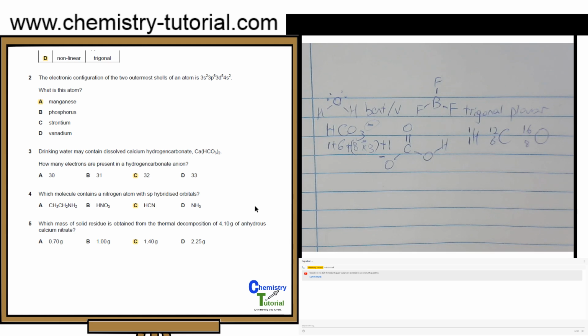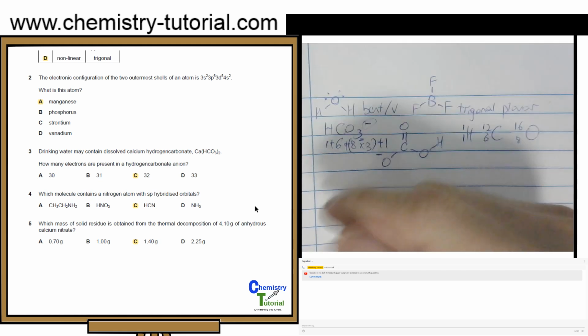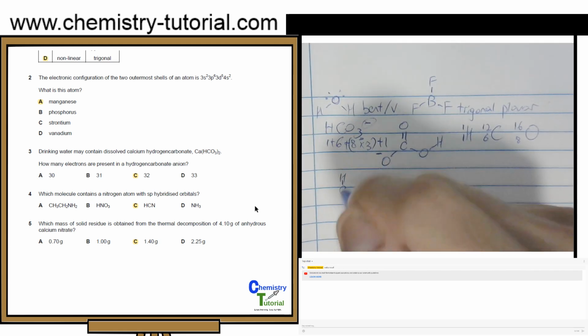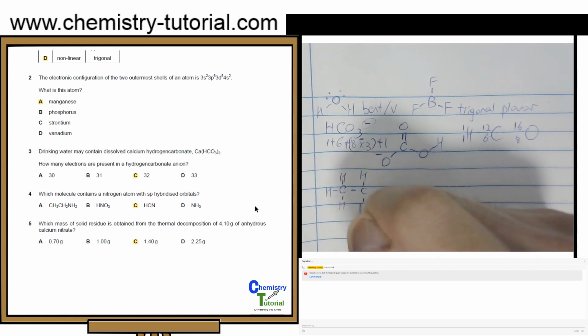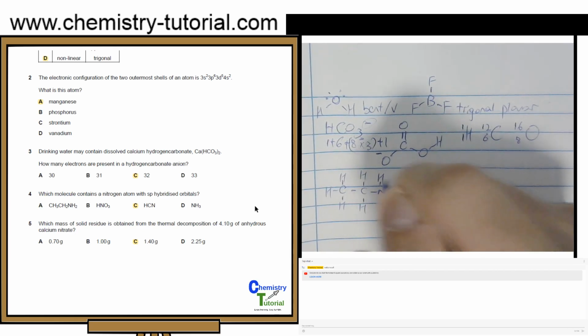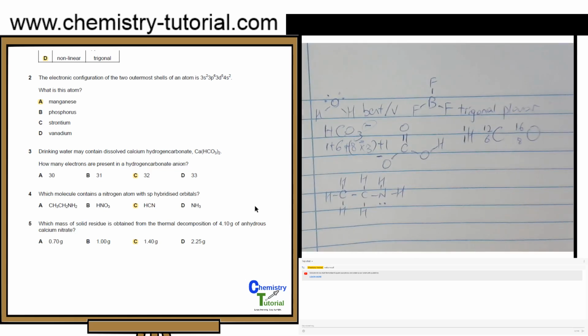Next, for option D, which molecule contains a nitrogen atom with sp hybridized orbitals? Now let's go through all the options. CH3, CH2, and NH2. I'm going to draw the lone pair in as well.